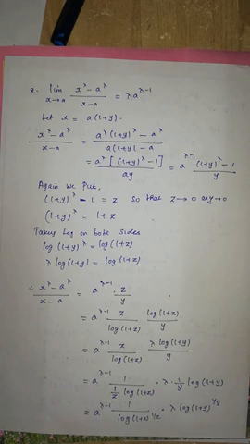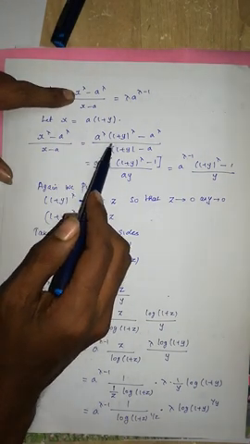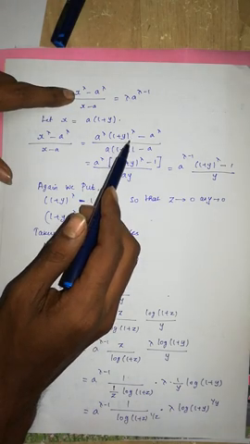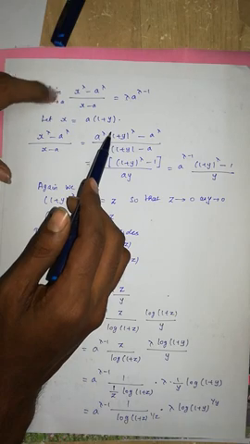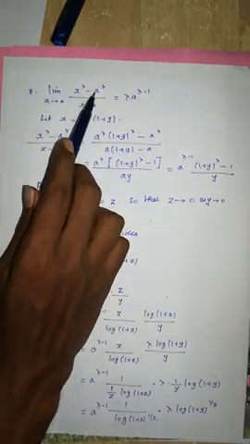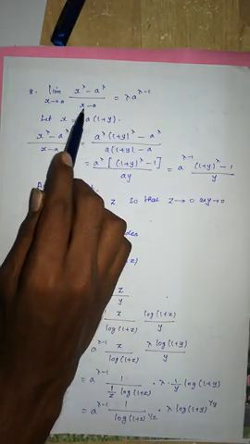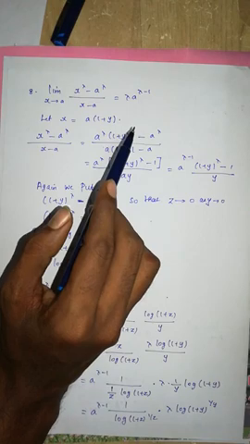I am going to take x is equal to a times 1 plus y. So I am replacing x with a into 1 plus y. So this will be changed to a power lambda, 1 plus y whole power lambda, because x is a into 1 plus y. So x power lambda will be a power lambda, 1 plus y whole power lambda, minus a power lambda. And I am changing x minus a to be a times 1 plus y minus a.